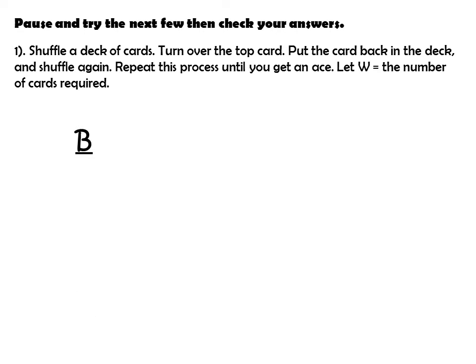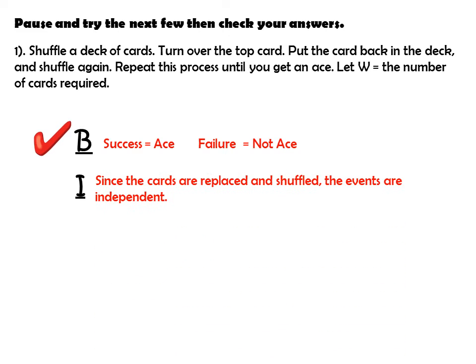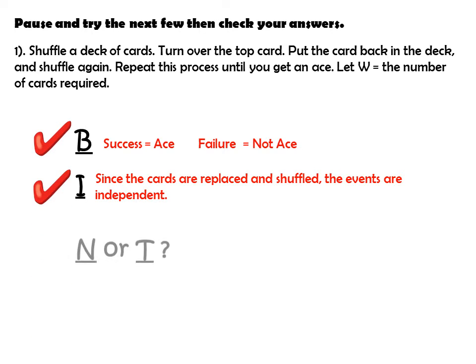So can this be classified into two categories? Yes, success is an ace, failure is not an ace. Are these independent? Yes, since the cards are being replaced and shuffled, the events are independent. The outcome of picking one card will not change the outcome of picking the next card.